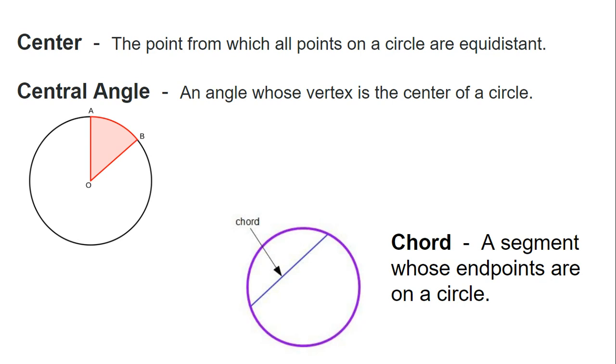A chord is a segment whose endpoints are on a circle. So a chord is basically just a line that stops inside the circle. It's not going outside, it's inside that circle. This is called a chord, C-H-O-R-D, and it's just going from one end to the other. A diameter also goes from one end to the other in a circle, but the diameter is straight through the middle. So that's probably the difference between a diameter and a chord. Okay, so there's the picture.